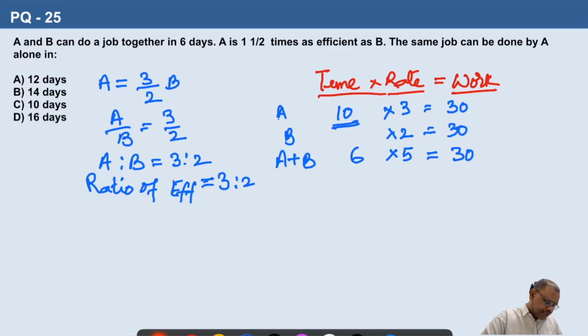And B alone can complete in 30/2. That is 15. But our question is only work done by A. That is 10 is the answer. Option C is the right answer.